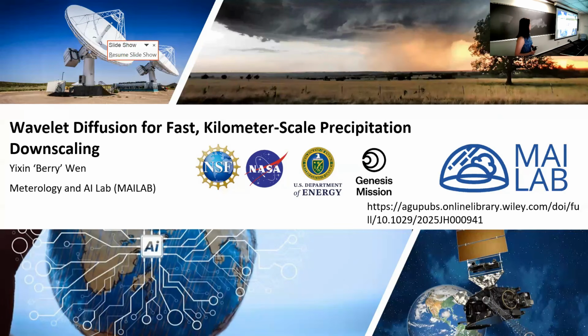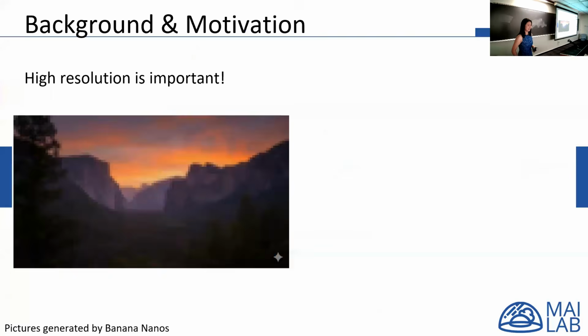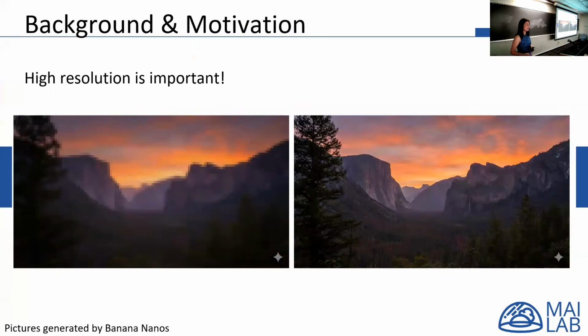For this one, it's precipitation. I use precipitation as the example because everyone knows precipitation is a chaotic system, very difficult, the most challenging one. Okay, motivation is very simple. Everyone loves high resolution, right? Not only in this one, but in our research.